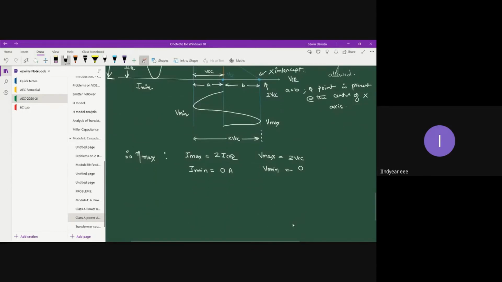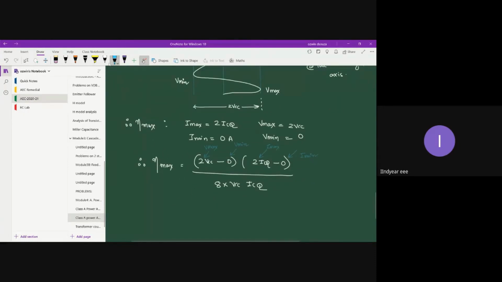Right. So now let us substitute. Therefore, eta max is equal to V maximum, that is 2 VCC, minus V minimum, that is 0, into I maximum, that is 2 ICQ, minus I minimum, which is 0, divided by 8 into VCC into ICQ. So this is V max, this is V min, I max, and this is I minimum. We have just substituted the respective values.